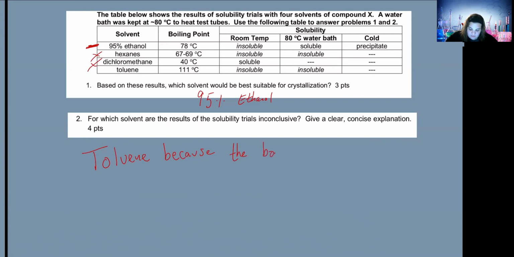So because the boiling point is higher than the temperature of the water bath, it's unknown if toluene will boil.